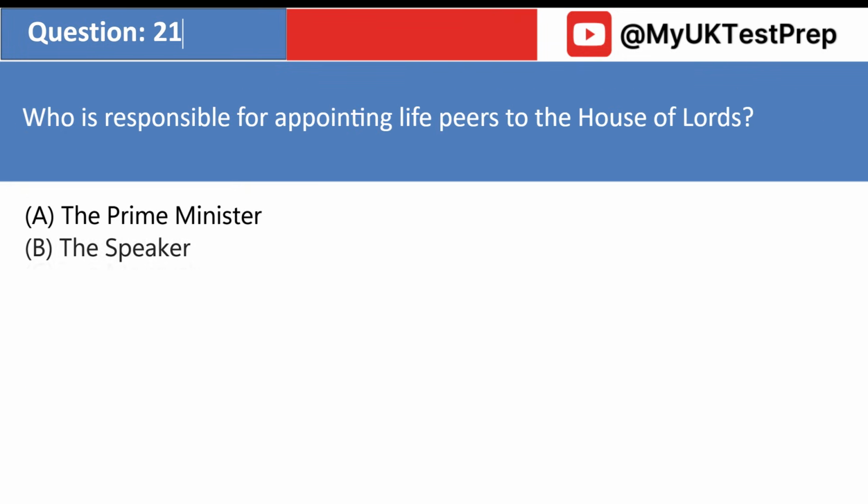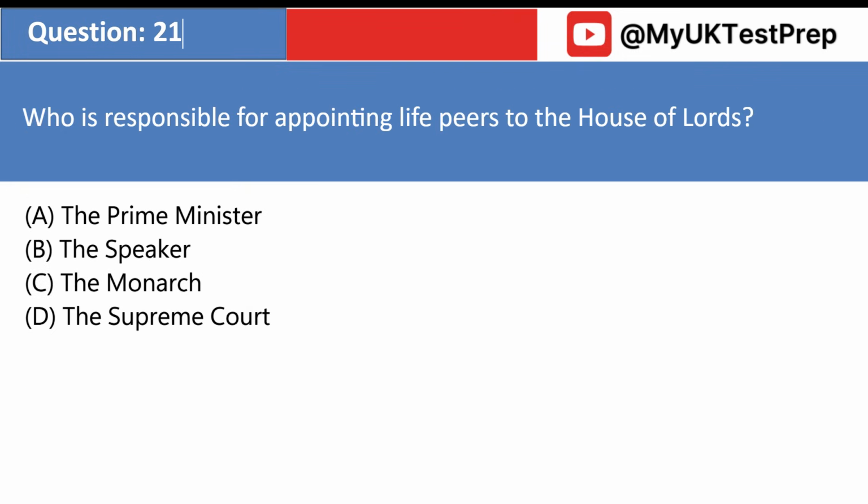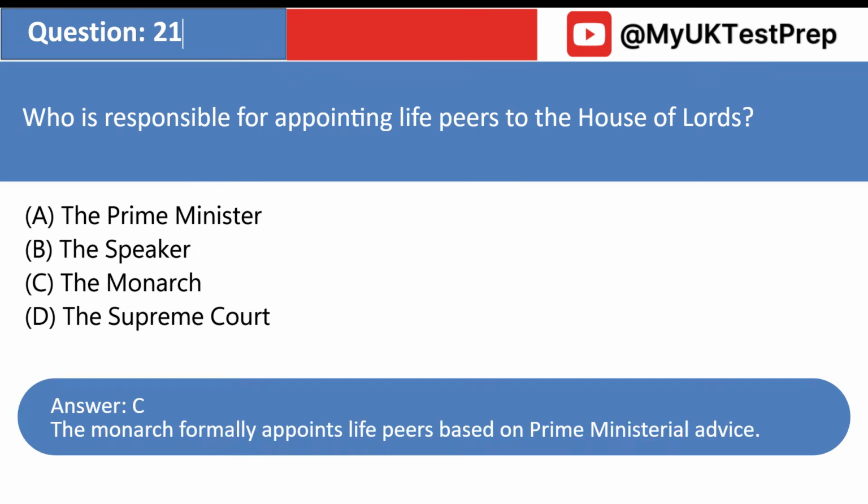Who is responsible for appointing life peers to the House of Lords? A. The Prime Minister. B. The Speaker. C. The Monarch. D. The Supreme Court. Answer, C. The monarch formally appoints life peers based on prime ministerial advice.